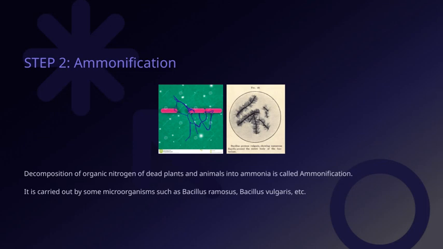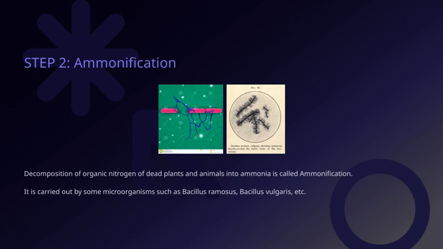Now, the process of aminification is carried out by certain microorganisms, such as Bacillus ramosus and Bacillus vulgaris. These tiny organisms play a crucial role in breaking down organic nitrogen found in dead plants and animals. Essentially, they decompose the complex organic nitrogen compounds into simpler forms, primarily ammonia. This transformation is what we call aminification.